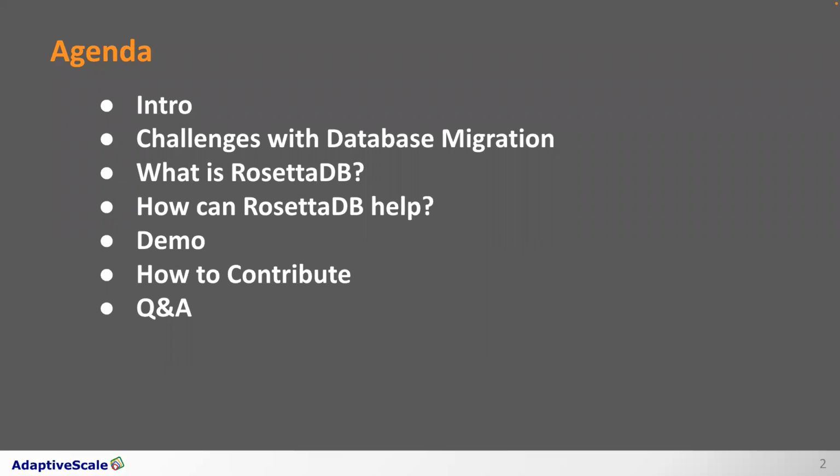Then we'll discuss the challenges that enterprise companies have today with database migration and how we ended up with these challenges and why these are so important. Then we will introduce RosettaDB and how it can help us solve all the challenges presented above. The second part will be mainly demo, showing all the features and functionalities of RosettaDB and some real examples with real data and how we can benefit from it.